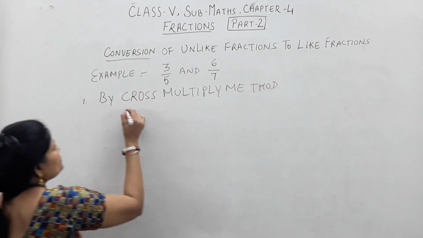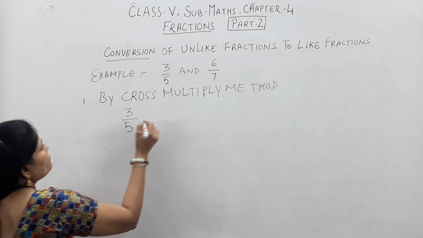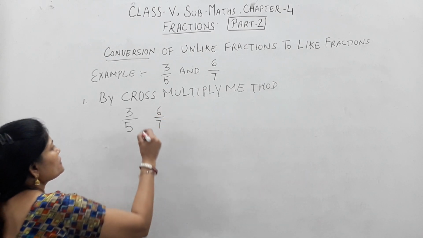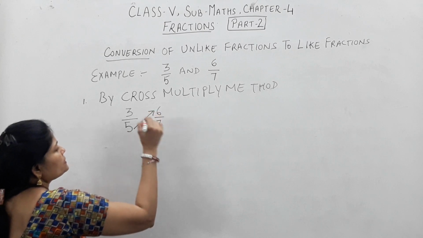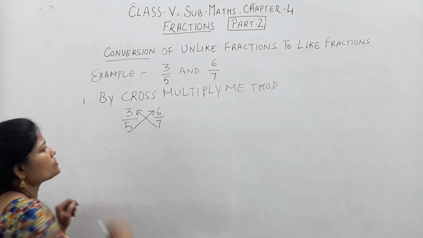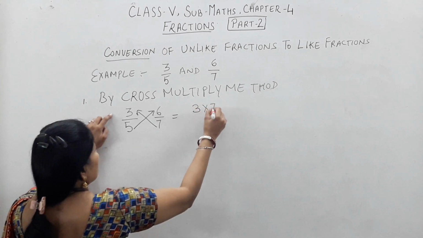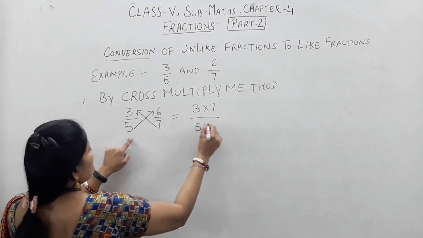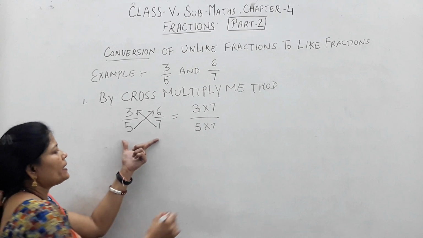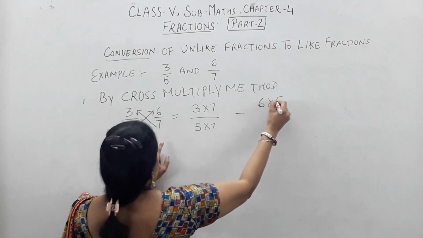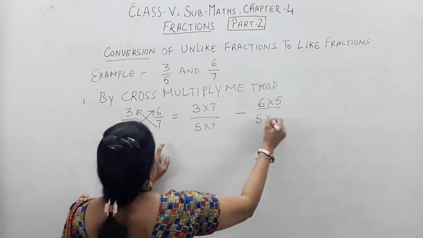Yes children, 3 upon 5 and 6 upon 7. How to do cross multiply? This number is multiplied to this and this number is multiplied to this. This is called cross multiply. So 3 multiplied by 7, after that 5 multiplied by 7 because the denominator should be multiplied, and after that 6 multiplied by 5 upon 5 multiplied by 7.